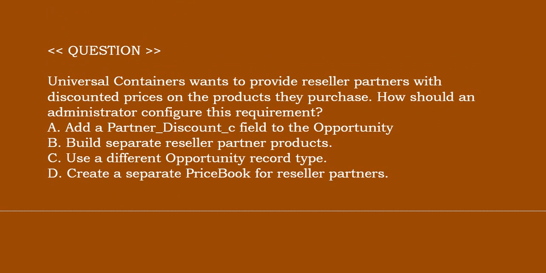Next one. Universal Containers wants to provide reseller partners with a discounted price on the products they purchase. How should an administrator configure this requirement? Option A, add a partner discount field to the opportunity. Option B, build separate reseller partner products. Option C, use a different opportunity record type. Option D, create a separate price book for reseller partners.